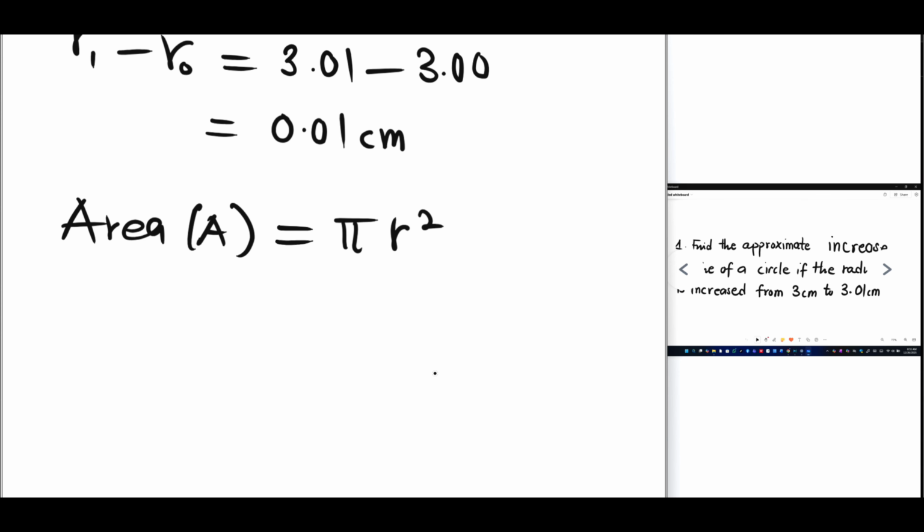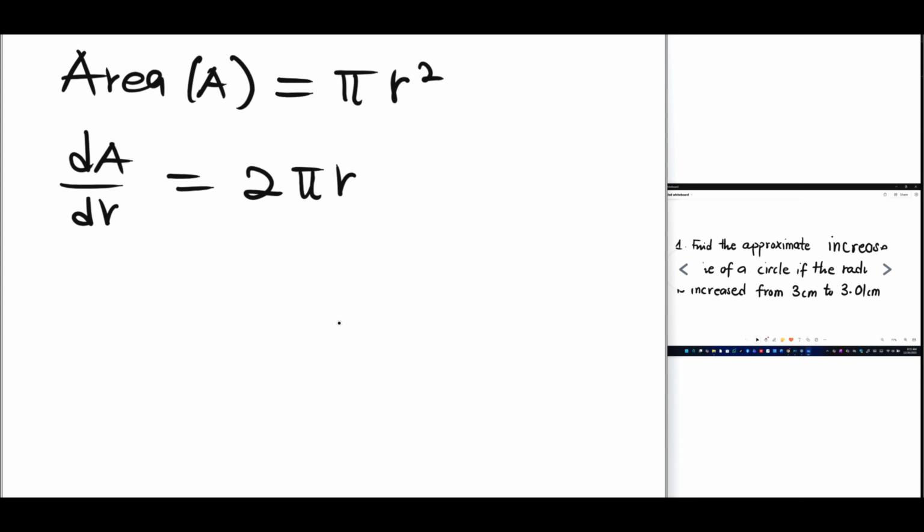So we need to differentiate the area with respect to the radius. We are going to get 2 pi r. Now we can substitute the radius into the derivative. So we have 2 pi, and our r should be R0, the initial radius, which is 3 centimeters.